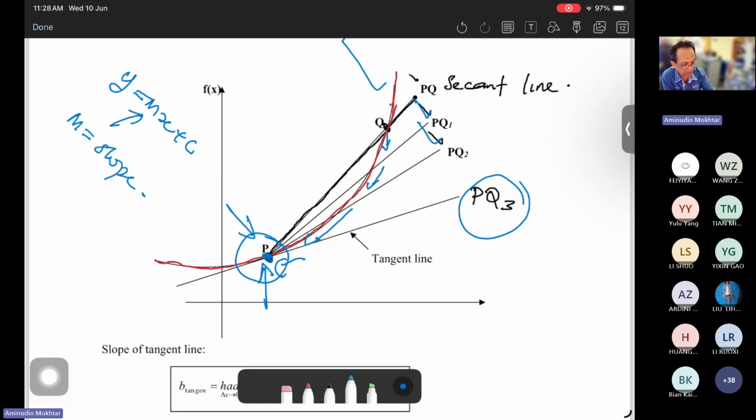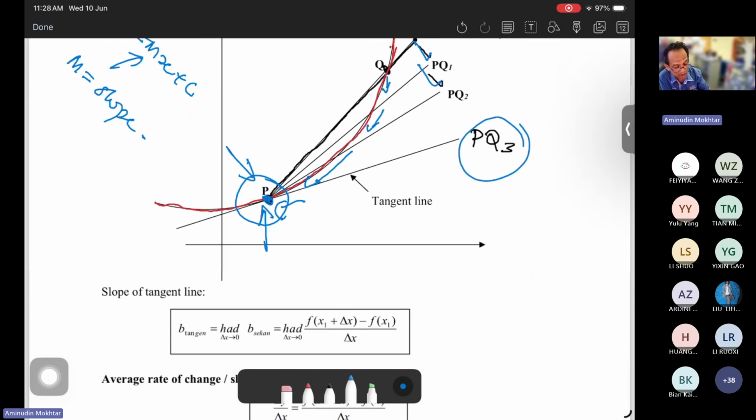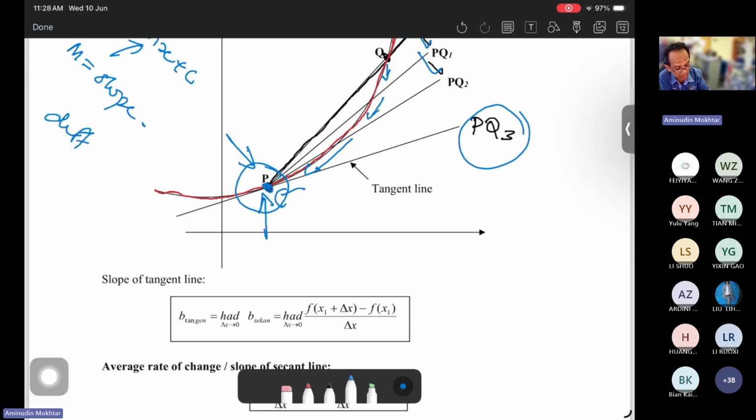I'm talking about the same slope here, but now in terms of the tangent line. So in this lecture, in this topic, we will focus on this type of slope, this type of tangent line. How to find the slope? The slope of the tangent line will be obtained using this differentiation method. We're going to apply this differentiation method to find the slope of the tangent line.